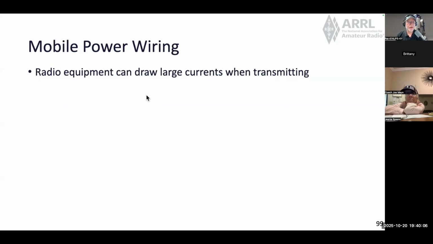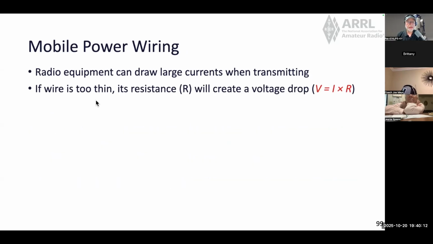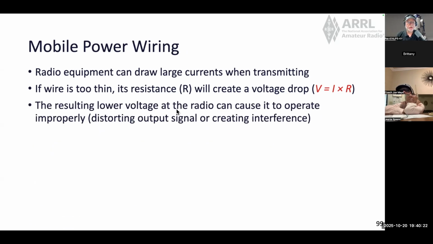Mobile power wiring. Radio equipment can draw large currents when transmitting. If the wire is too thin, its resistance will create a voltage drop. And you remember we talked about this a couple of modules back. The resulting lower voltage at the radio can cause it to operate improperly, distorting output signal or creating interference.